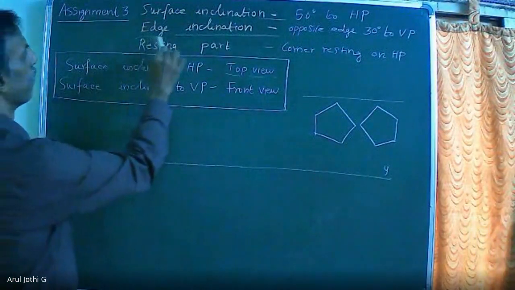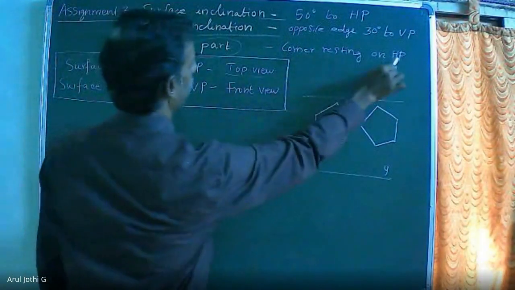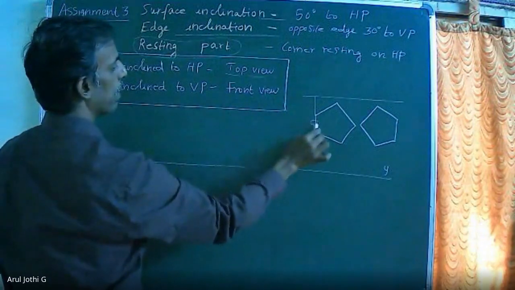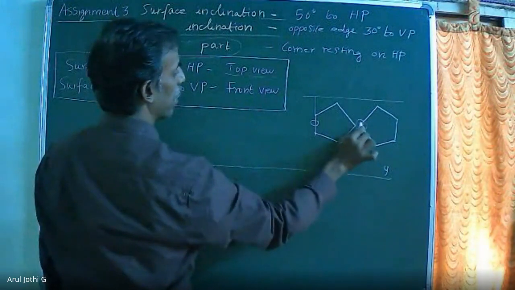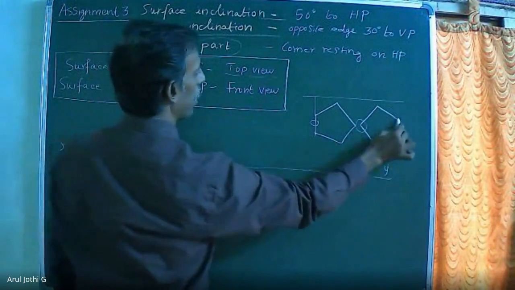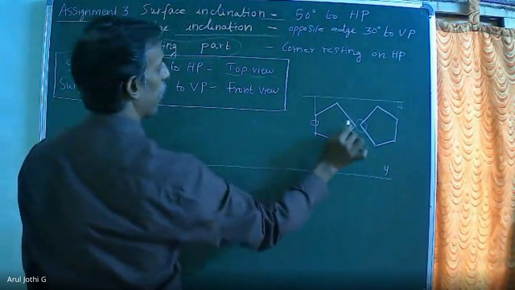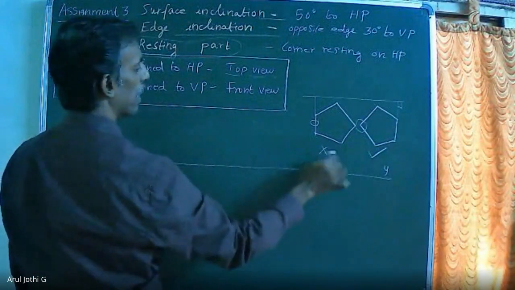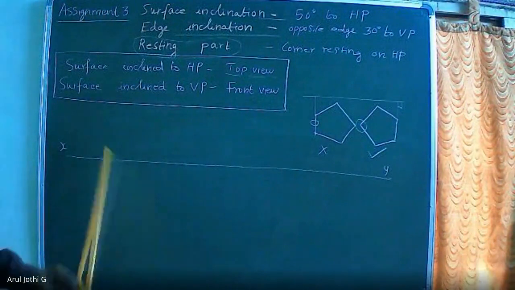Now what is the resting part available here? One of the corners is resting on HP. If you draw in this orientation, this edge will lie on HP. In the second orientation, we are going to keep one corner. So this angle you have to maintain 90 degrees. So in the second orientation, the corner is lying on HP. So in this case, the second orientation is the right one.